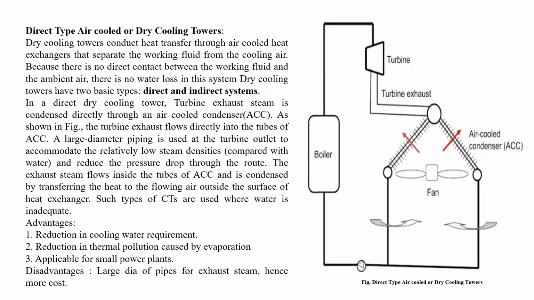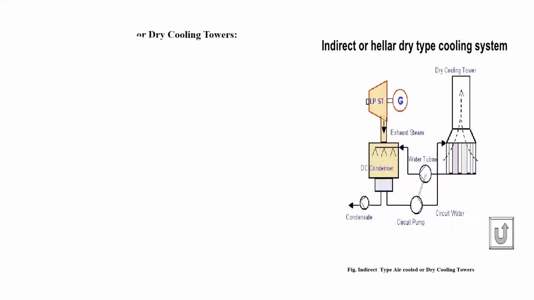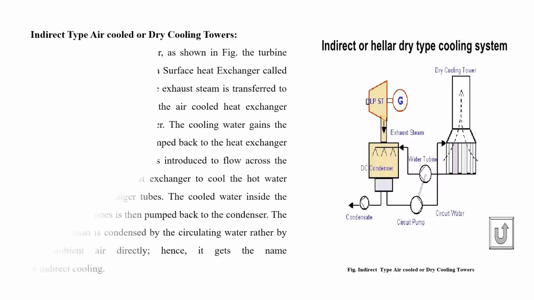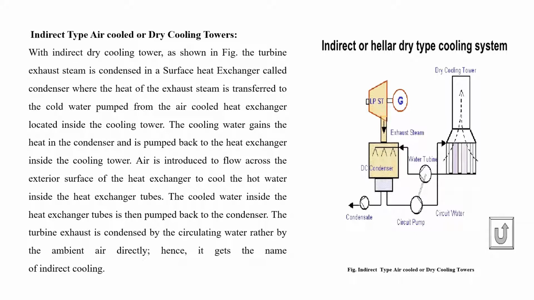Okay, then we'll see another type, the indirect or Heller dry type cooling tower system. The name again implies itself: indirect type air cooled or dry cooling. Earlier we saw natural draft, induced draft and forced draft. This is somewhat different: direct cooling and indirect cooling. You just see the figure and you'll get the idea. The explanation is on the left side and the figure is on the right side. I will explain with the figure so that you can get a clear idea.